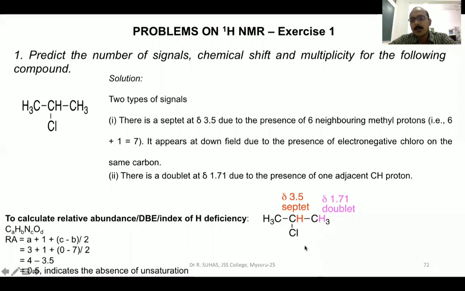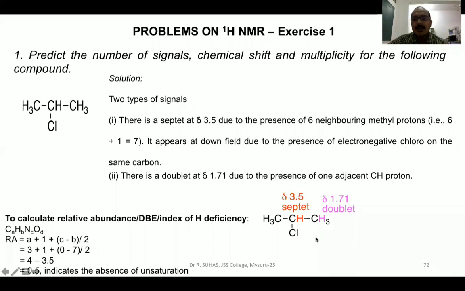For this isopropyl chloride, there are two types of signals. The value for one is 3.5. The value for another one is 1.71. One appears as a septet, another one appears as a doublet. Here we have to make use of the n plus 1 formula.